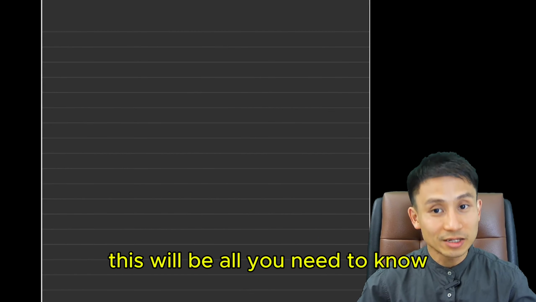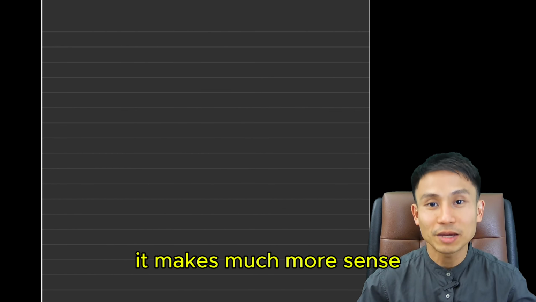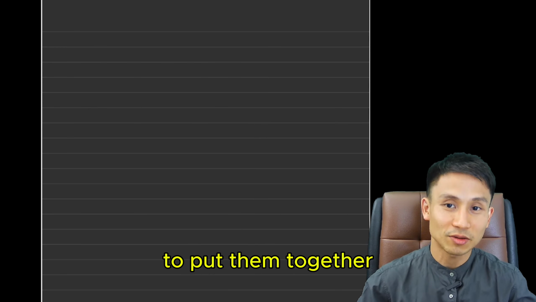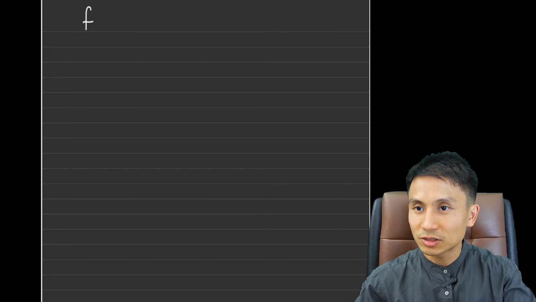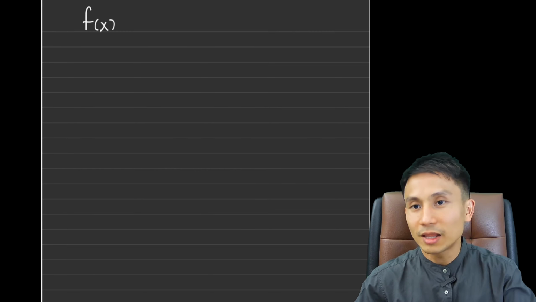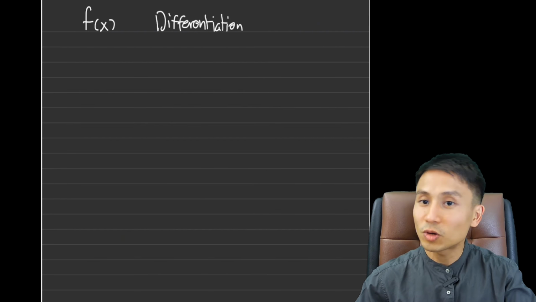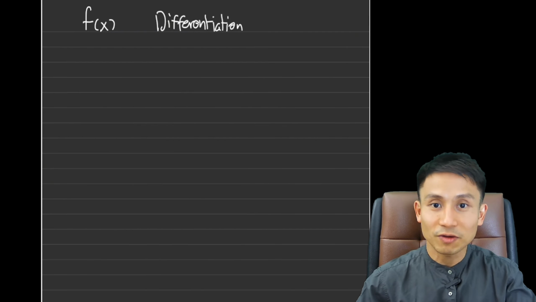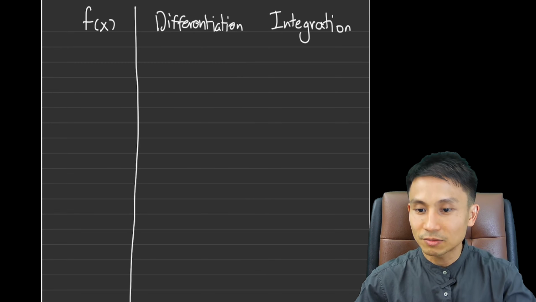This will be all you need to know in terms of differentiation and integration formulae. It makes much more sense to put them together and learn the connectivity between the two. So we're going to start by the function on the left column here, and then what do you get if you differentiate the function? So I write here differentiation, and then also what do you get if you integrate that function f(x). So here I write integration, and then maybe I can get some line here.